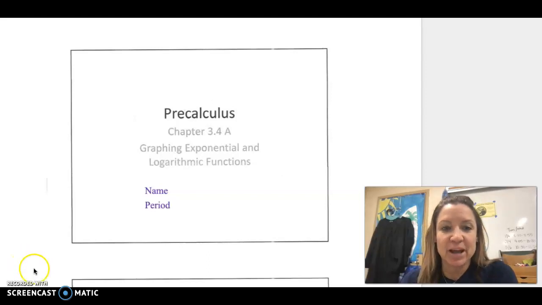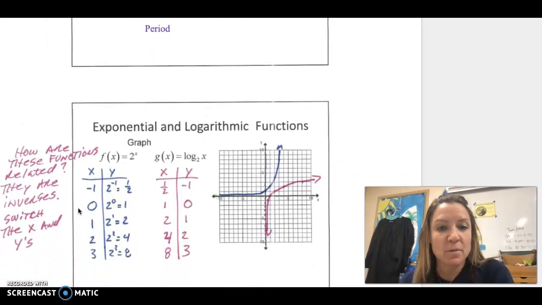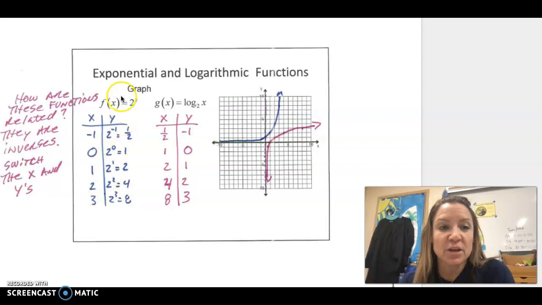This is the pre-calculus notes for graphing exponential and logarithmic functions. We are on chapter 3.4. Go ahead and write your name and what period you're in. So we're going to be looking at the exponential and logarithmic graphs of the following functions.